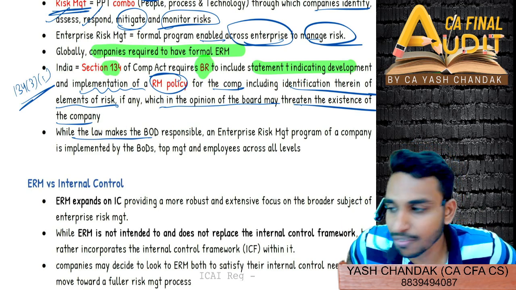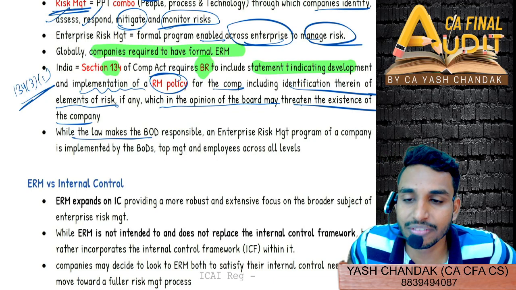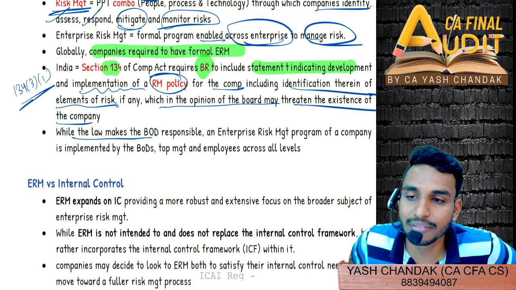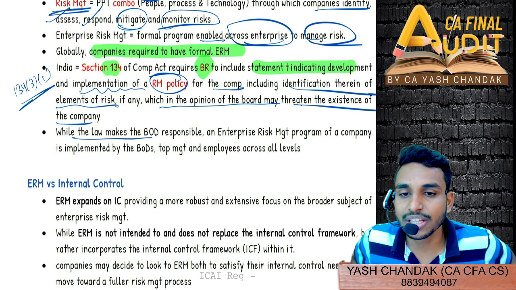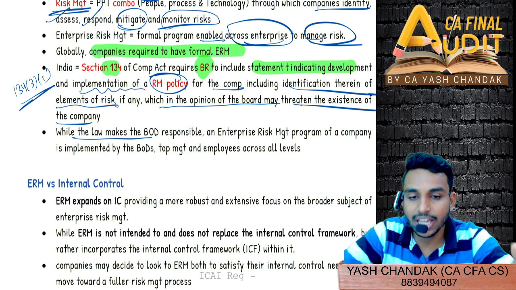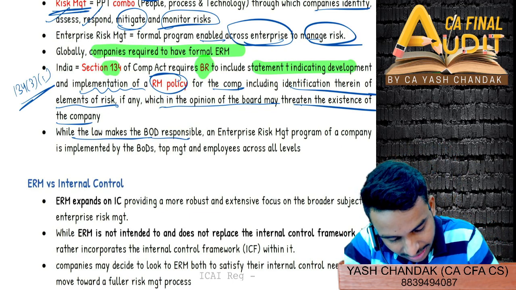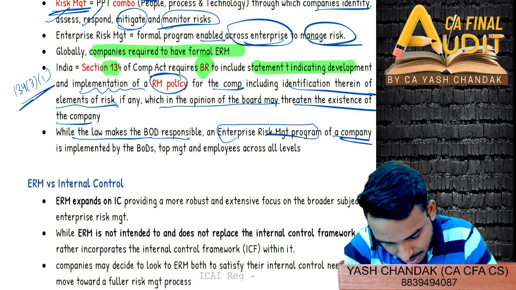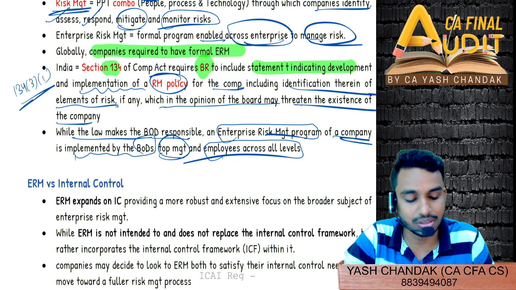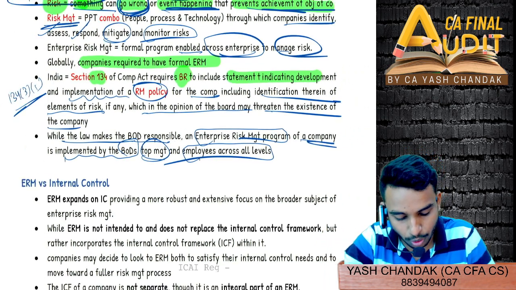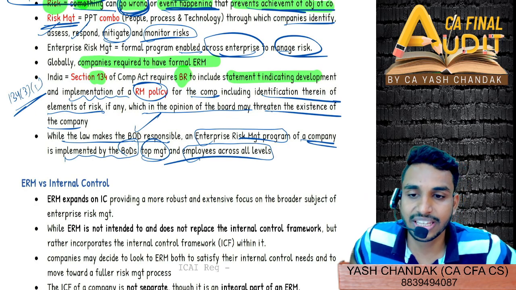the responsibility of you all to do the homework, to solve the essay questions that I give, and also to give timely tests and timely revise? So it is the responsibility of everyone. That is what they are saying: the board is responsible, but ERM of a company is implemented by the board's top management and employees across all levels. So even if the BOD is responsible, the actual responsibility lies amongst all.